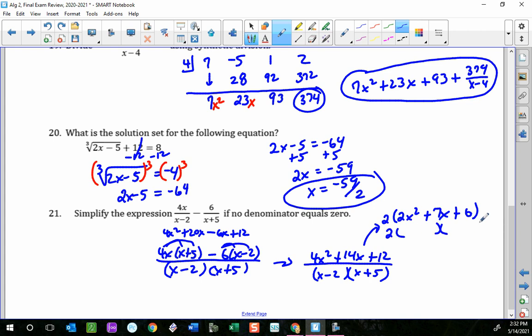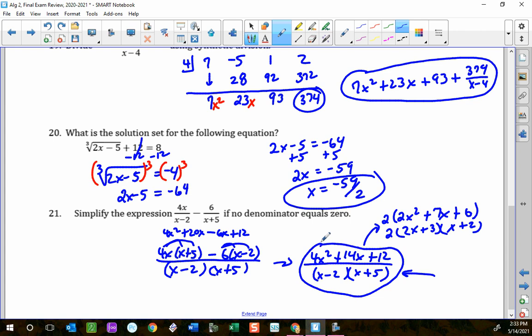And I'll check and see if that factors. 2x and x. 3 and 2. Oh, it does. 3 and 2, so that makes 4, and 3 makes 7. But you know what? None of those pieces match anything in the denominator, so it wouldn't matter if it factors anyway, because nothing cancels. So you can be perfectly fine with this answer right here.